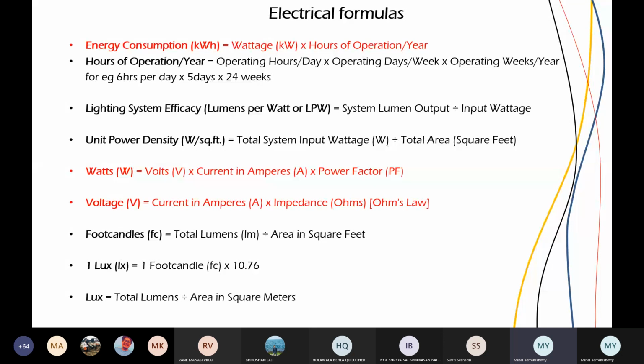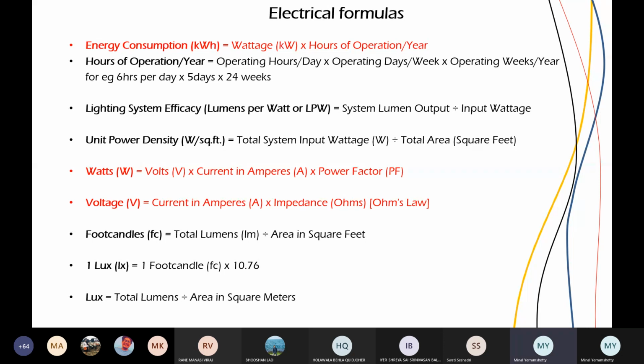So operating hours is 7. Operating days are 6. Operating weeks are 40. Got it? So this is how you will get your hours of operation. समझ में आया ये बात? Guys, please respond. Unmute yourself, and some of you say yes, no. I'll explain this again if you don't understand.